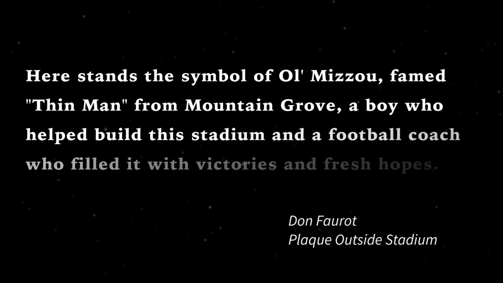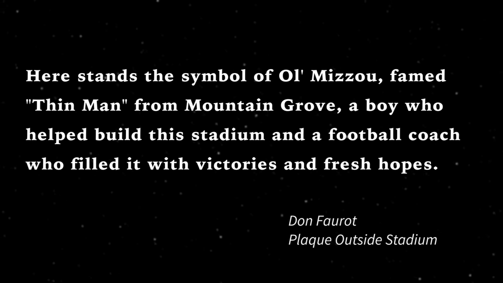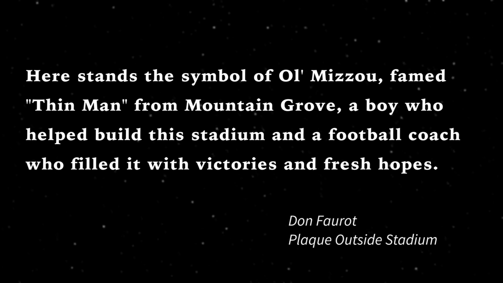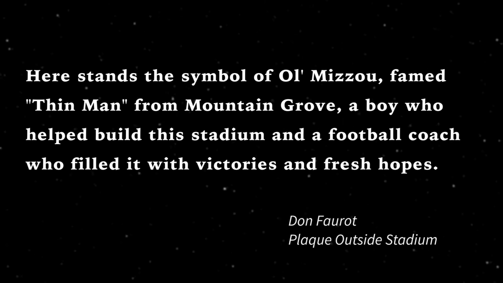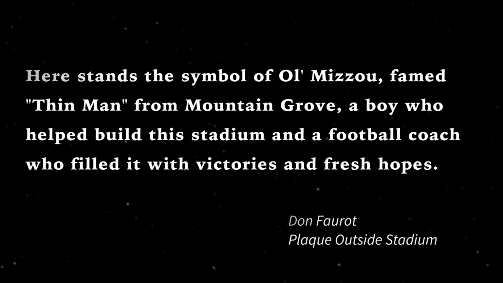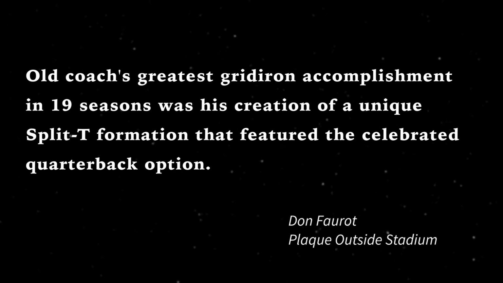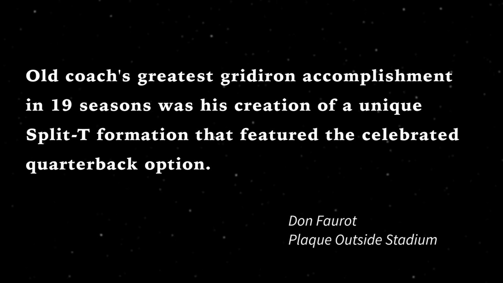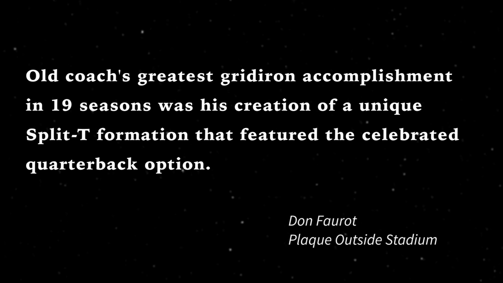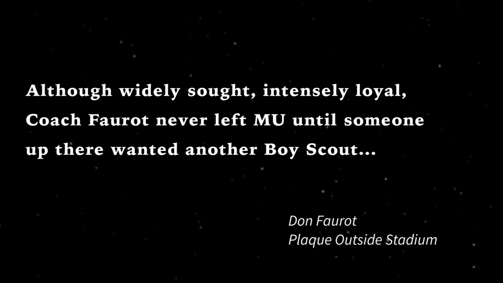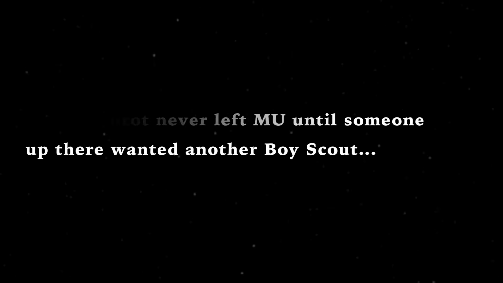Here stands the symbol of old Mizzou, famed thin man from Mountain Grove, a boy who helped build this stadium and a football coach who filled it with victories and fresh hopes. And the plaque ends with, Old Coach's greatest gridiron accomplishment in his 19th season was his creation of a unique split T formation that featured the celebrated quarterback option. Although widely sought, intensely loyal, Coach Faurot never left MU until someone up there wanted another Boy Scout.